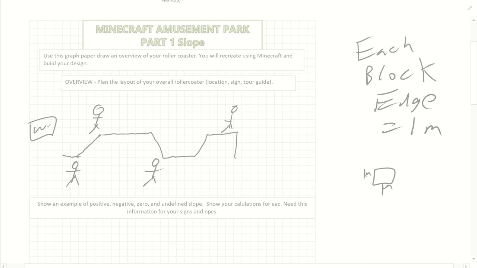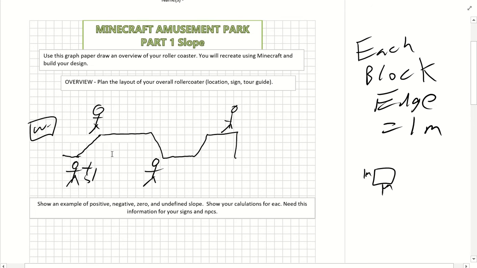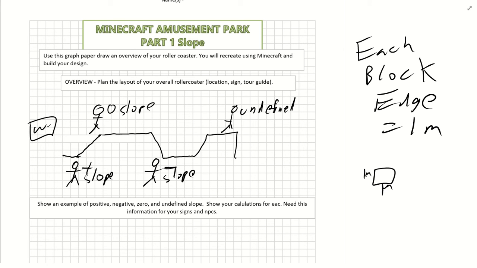It's going to be positive slope. This here is going to be a horizontal slope, which is 0 slope. So you'll be able to figure that out. It's going to be a negative slope. And this here is going to be undefined slope. We talked about all things in the unit, and hopefully you'll be okay.